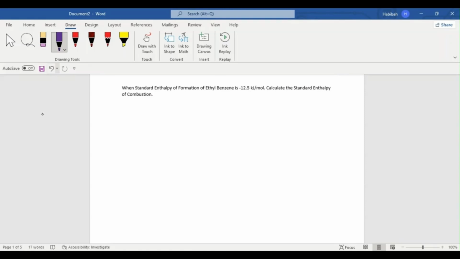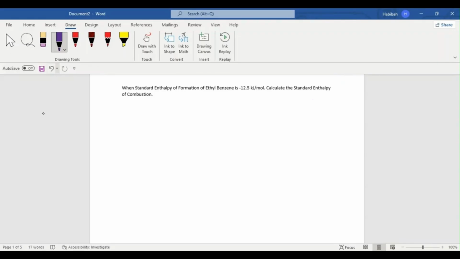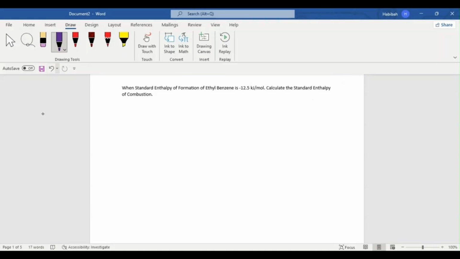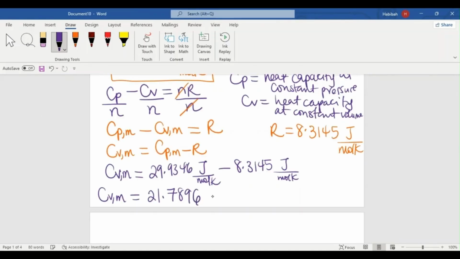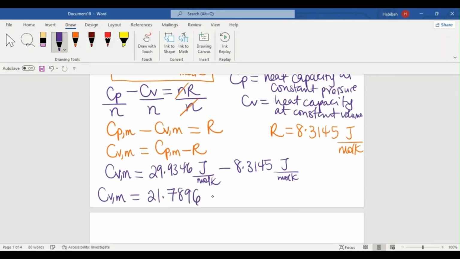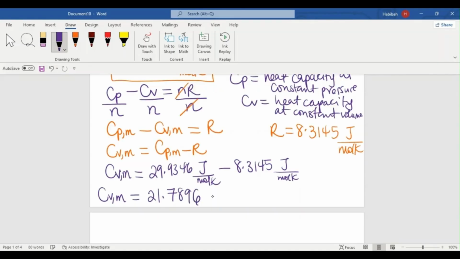8.3145 joules per mole Kelvin, times the number of moles that we're given, which is 1.00 mole, times the change in temperature. We know that the initial temperature is 300 Kelvin and the final temperature is 400 Kelvin. So that's T final minus T initial, which would be 400 Kelvin minus 300 Kelvin. This is basically how you do this question.